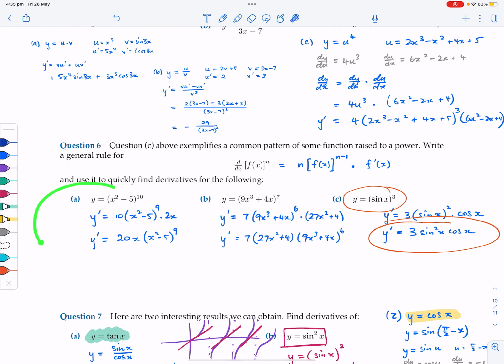So now on to question 8. These questions all have a surd in them, and sometimes they're in a fraction. So we're going to put these into index form and then differentiate them. So for A, y equals x cubed minus 4 to the power of a half, and y dash equals half of x cubed minus 4 to the negative half.